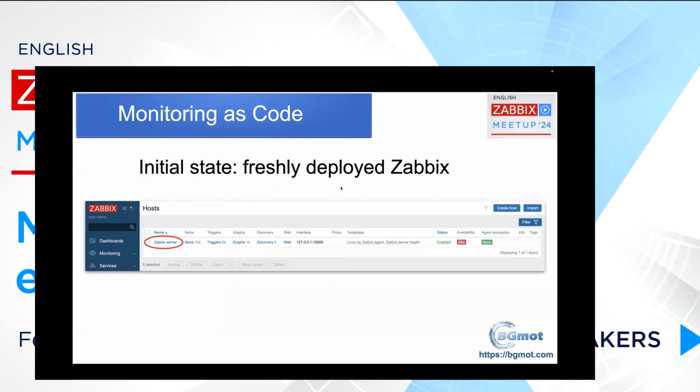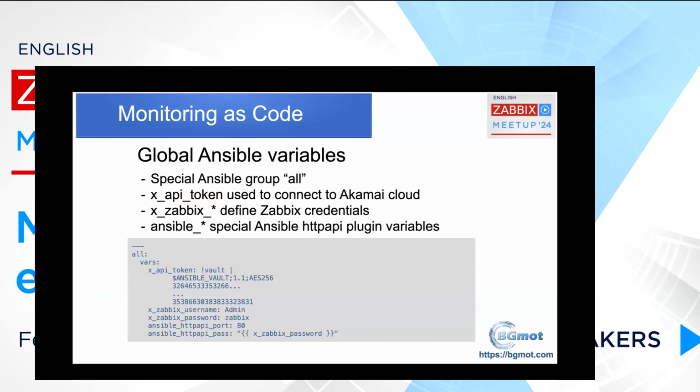Now, freshly deployed Zabbix. I just deployed it. You all know that you have nothing, just the Zabbix server host, the default host. Let's talk about configuration a little bit here, because we need to talk to the cloud, to Akamai Cloud, to talk to VMs, and we need to talk to the actual Zabbix REST API. All Ansible modules behind the scenes use REST API calls to Zabbix. So here we define an API token to talk to the cloud and some variables that we need to provide to Ansible modules to talk to the Zabbix REST API. Very simple. Oh, by the way, this is the Ansible group all by default. It includes all the hosts, so these variables will be applied to all the hosts.